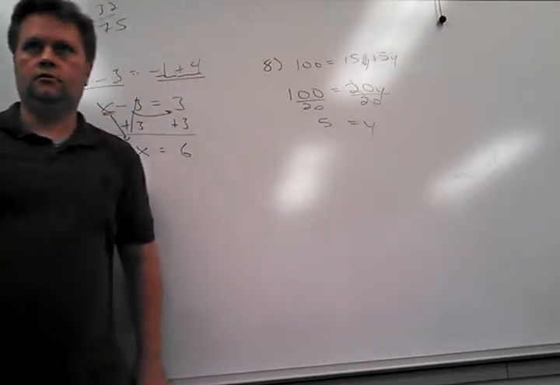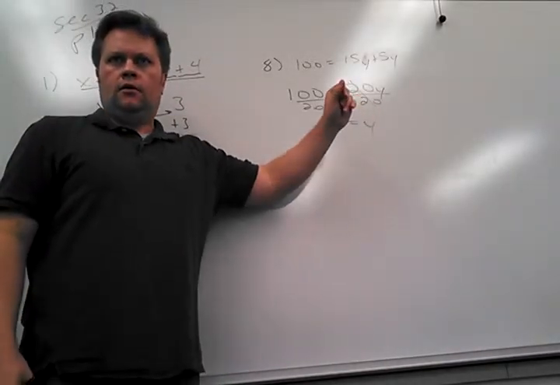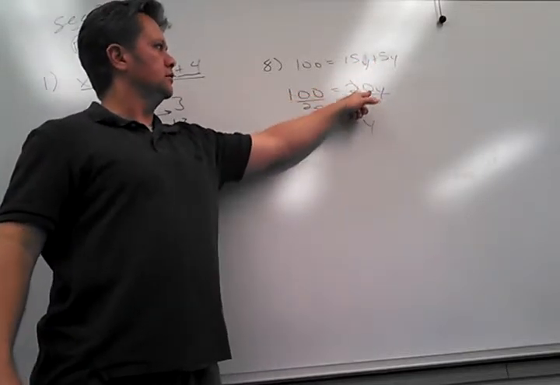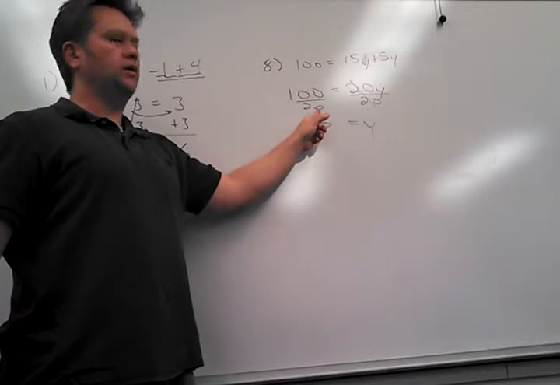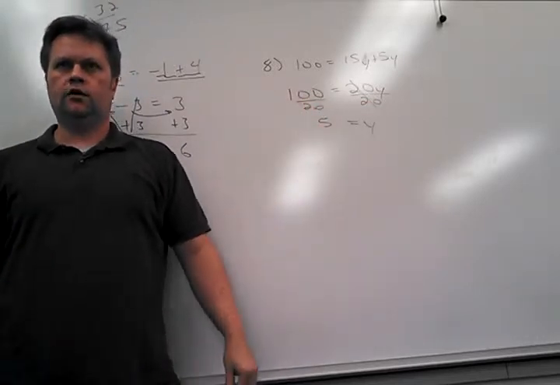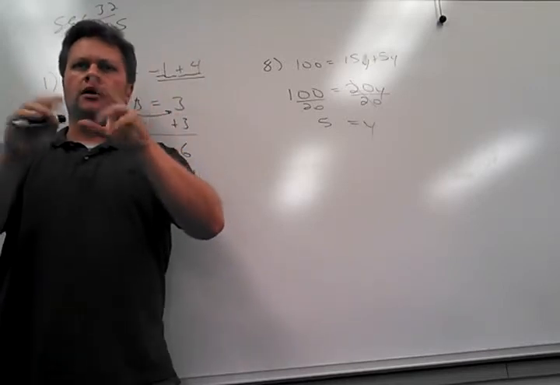Done. 5 is y. But how do you show your work on that? That is the work. So you put your like terms together. Then you show me that you divide by 20. 100 divided by 20 is 5. Done.